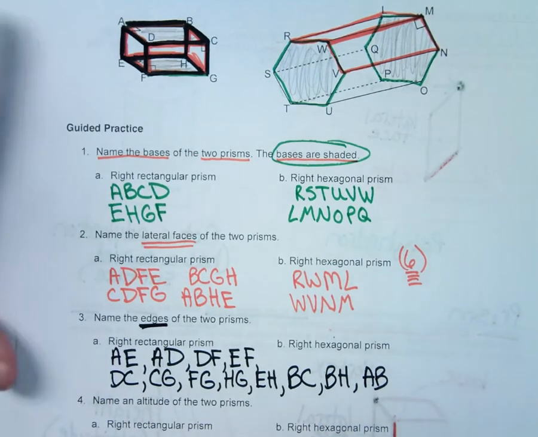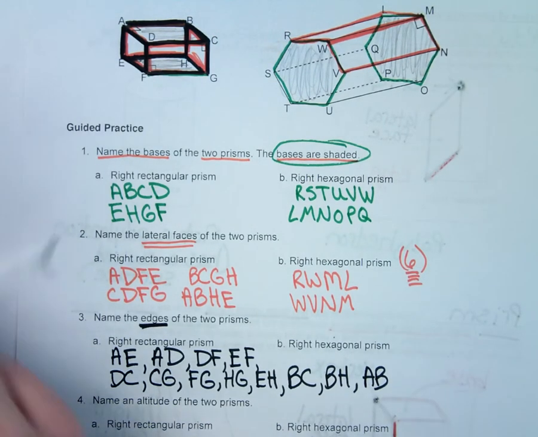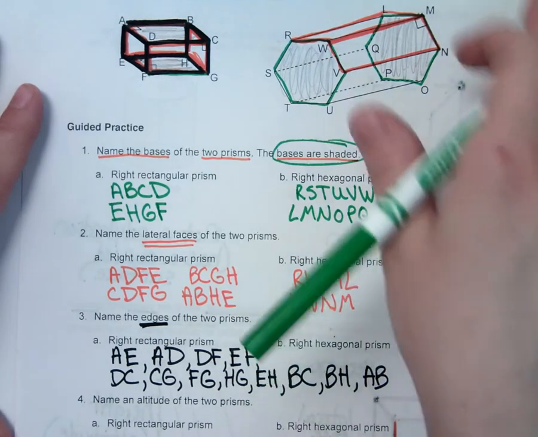Okay, so do we all know what edges are? Are you okay if I don't do the edges of the hexagonal prism? Please don't do it. Okay, number 4, it wants an altitude of the 2 prisms.